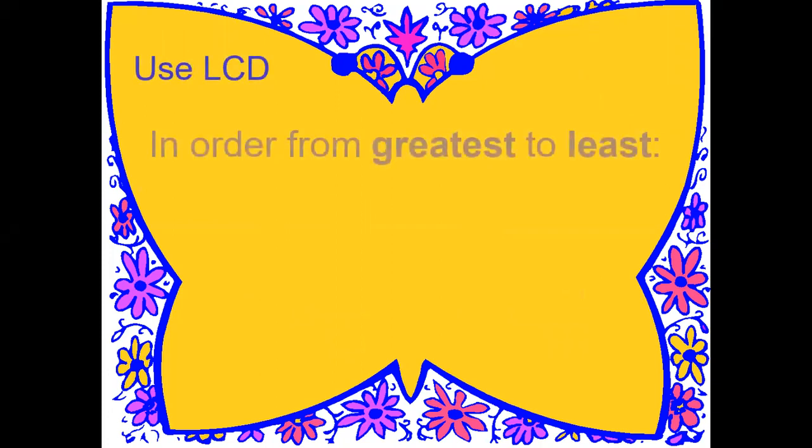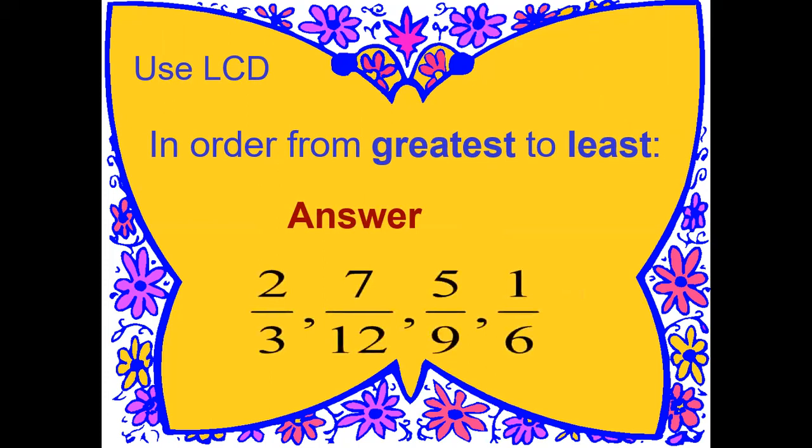All right. So in order from greatest to the least, your answer should look like this: 2/3, then 7/12, then 5/9, and then 1/6 being the least, that is the smallest fraction. So 2/3, then 7/12, 5/9, and then 1/6.